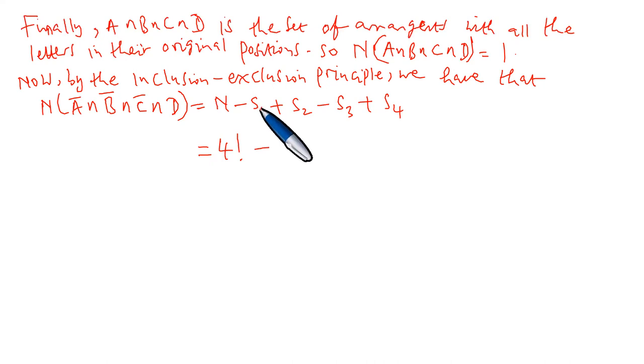Now here, we're dealing with the single sets, A, B, C, and D, and there are four of them. In this inclusion-exclusion principle, we use the combinations. Each of the sets can be chosen from four sets, one at a time to count, but you counted three factorial for each of the sets.